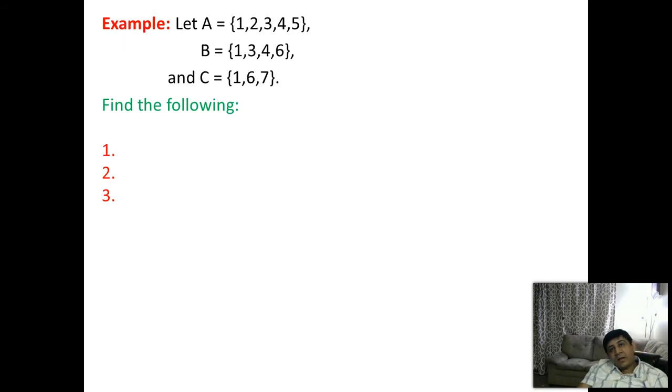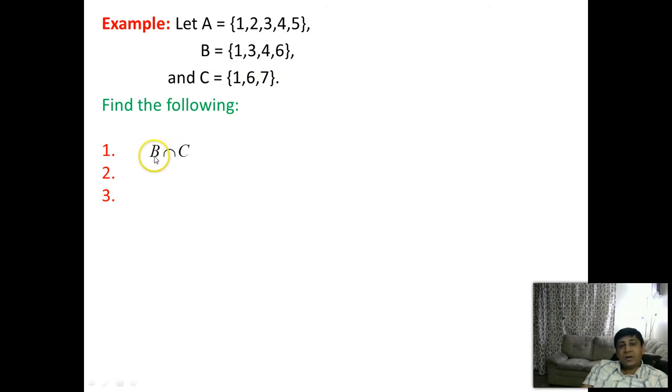Let's look at one more example here. These are examples similar to your homework problems and quiz problems. Three sets are given to you. Set A is 1, 2, 3, 4, 5. Set B is 1, 3, 4, 6. Set C is 1, 6, 7. We have to do a bunch of operations.